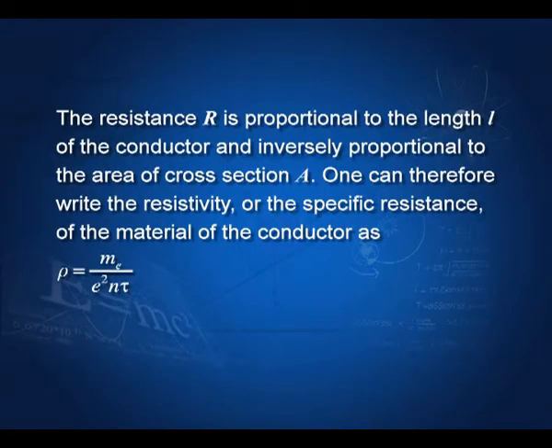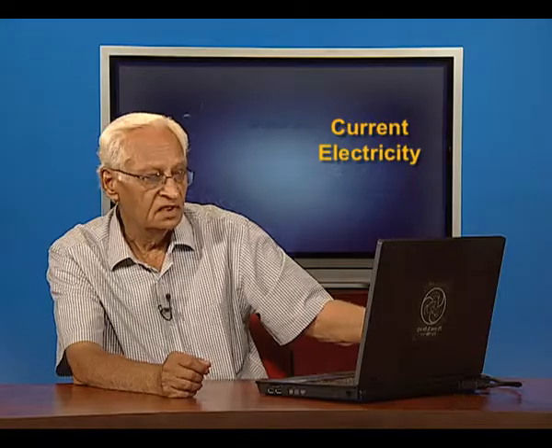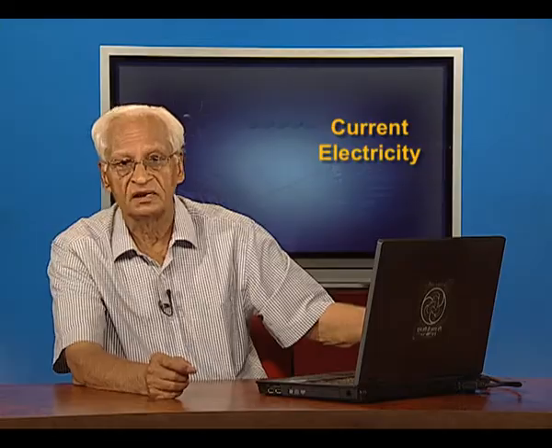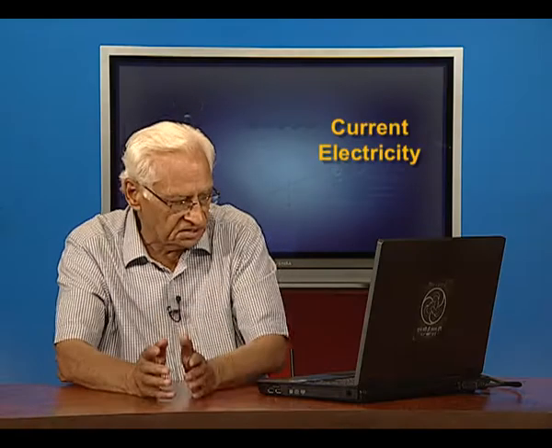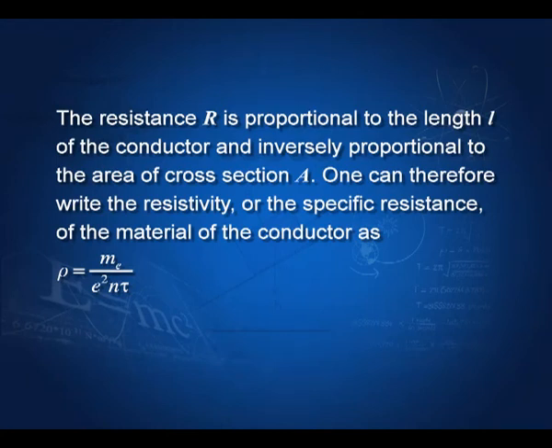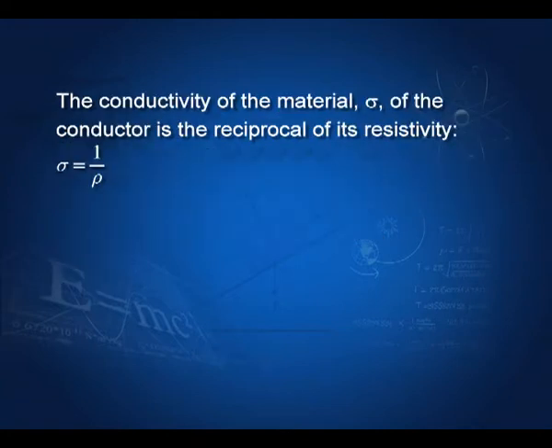And since resistance is proportional to L and inversely proportional to A, I can write R as rho times L by A, where rho, the specific resistance, which is the characteristic of a material, is also called the resistivity of the material, and this is given by m_e by e squared n tau. This is a characteristic of the material, it does not change. You change the length, you change the cross section, it does not change. Specific resistance or resistivity, they are characteristic of a material, they do not change. And the reciprocal of rho is called the conductivity of the material.